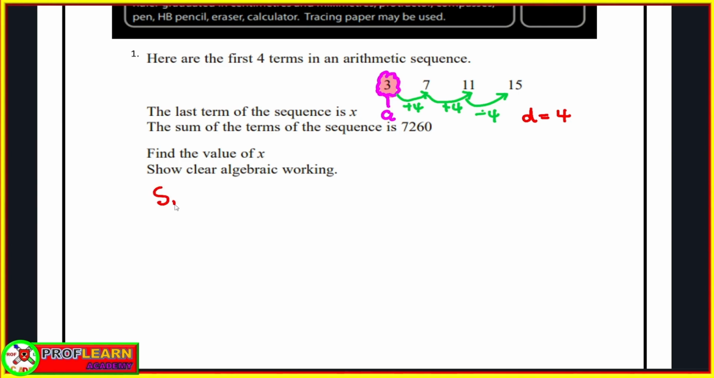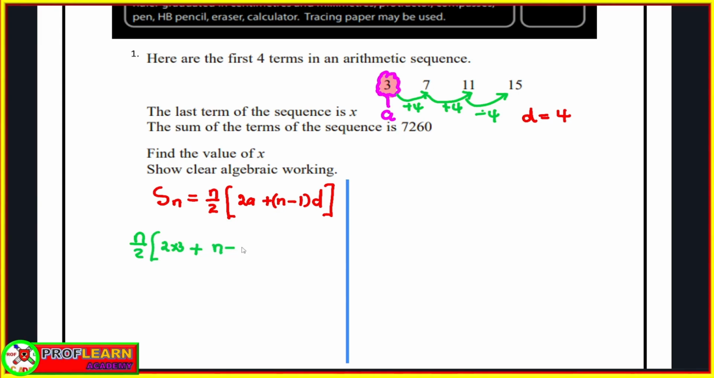So we need to remind ourselves that the sum of a given number of terms is given by this formula. Since in this question we know that we have the first term, the common difference, and the sum of n terms, we can substitute what we have into the equation, and we shall form an equation which we are going to solve. So at this particular point we're going to have 6, and this is going to be n minus 1 into 4 equals 7260.